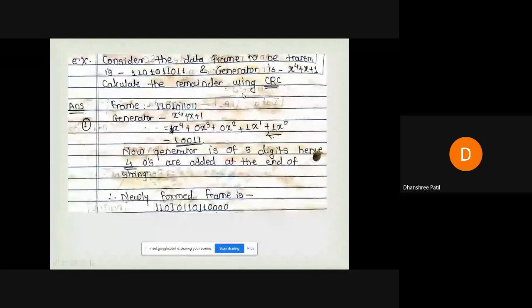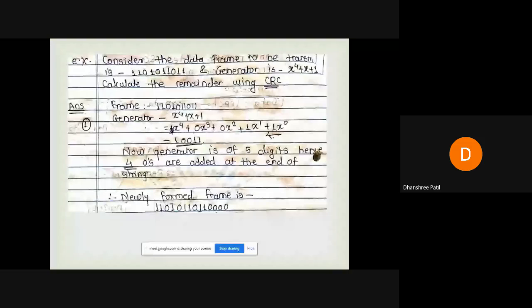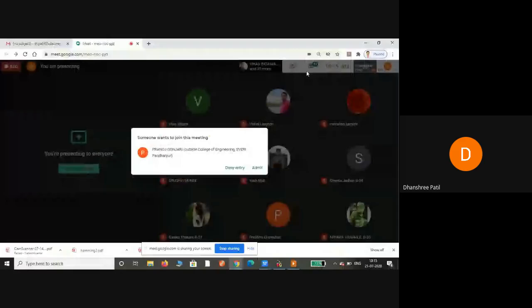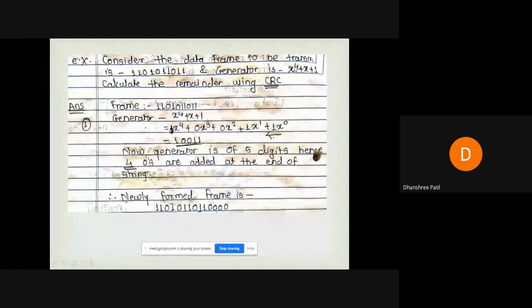This data is given, and this generator is given: x raised to 4 plus x plus 1. Okay, that is the data given. Now what we have to calculate is the remainder using CRC, which means the CRC method we have to apply. From x raised to 4 plus x plus 1, we are getting this generator. How? That explanation we have also checked.